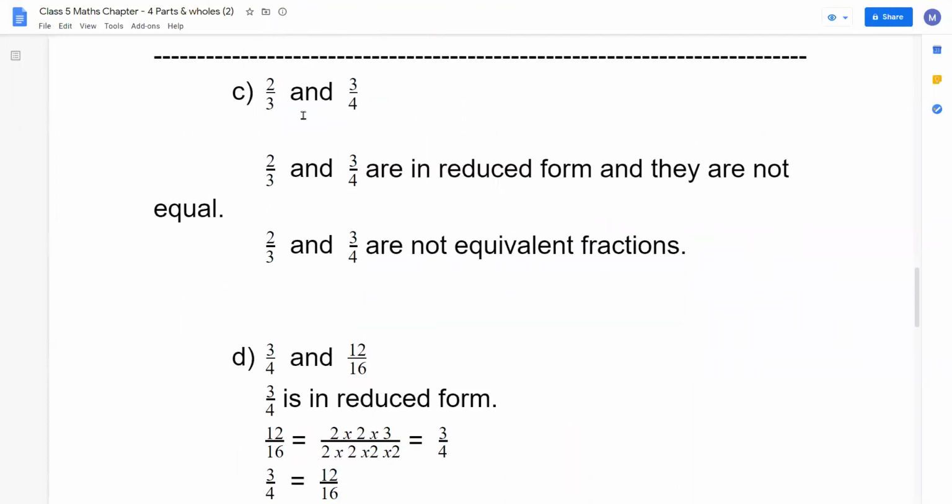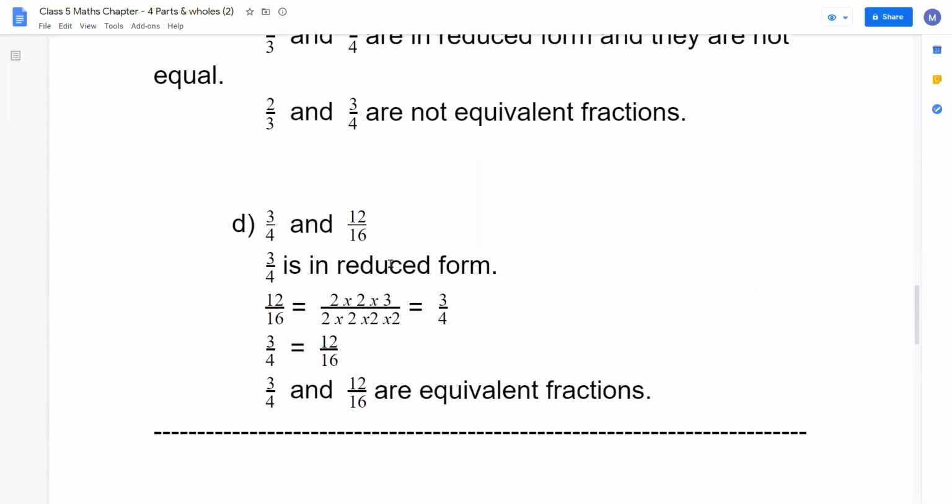Third question, 2 by 3 and 3 by 4. See, 2 by 3, the first fraction, is in the reduced form because both numerator and denominator are prime numbers. The second, 3 by 4, is also in the reduced form. So we can't do anything. They are already in the reduced form and they are not equal. So we can say that 2 by 3 and 3 by 4 are not equivalent fractions.